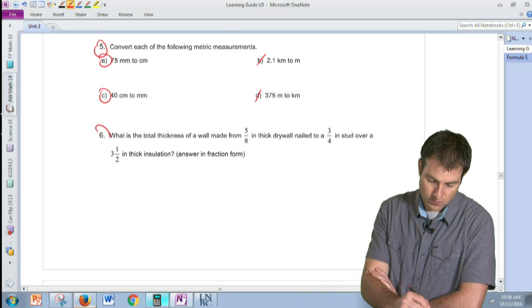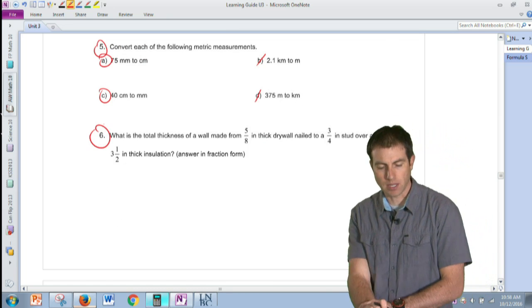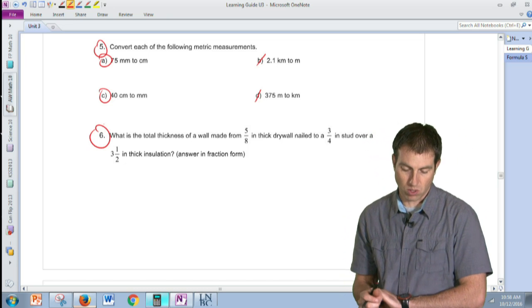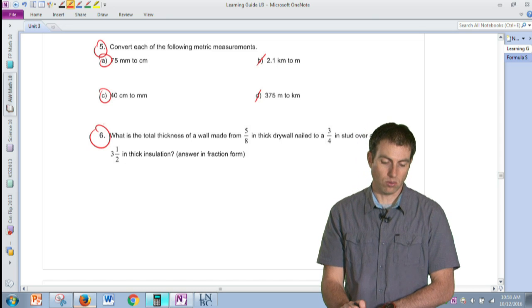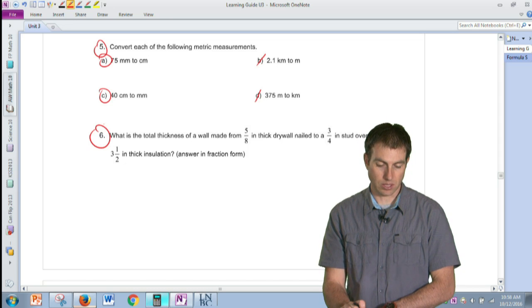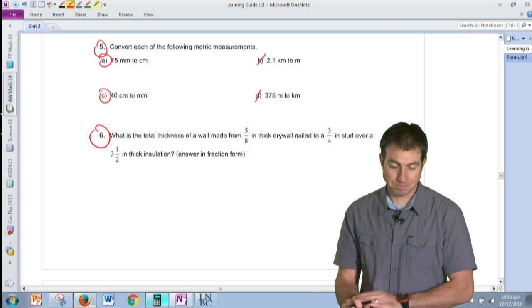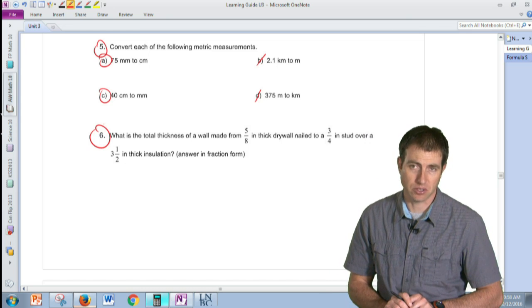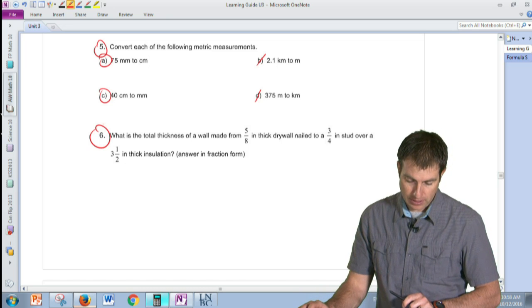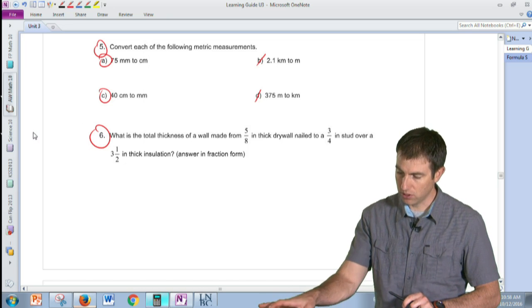Number 6, this type of question comes up a lot. What is the total thickness of a wall made from 5-inch drywall nailed to 3/4 stud over 3.5-inch insulation? I'd like you to do that. It's essentially just adding fractions. You can plug it right into your calculator and see what you end up with. Shouldn't be too terribly difficult.